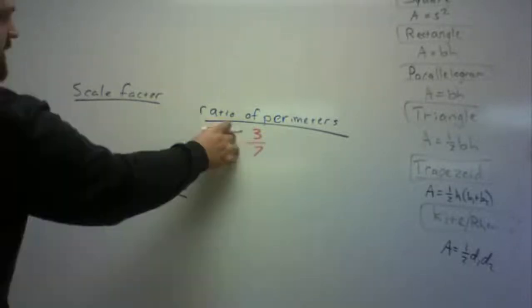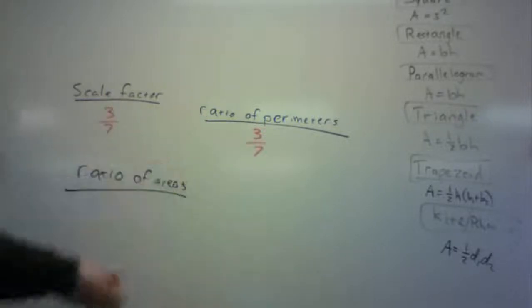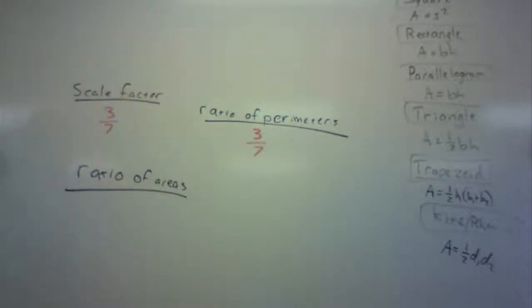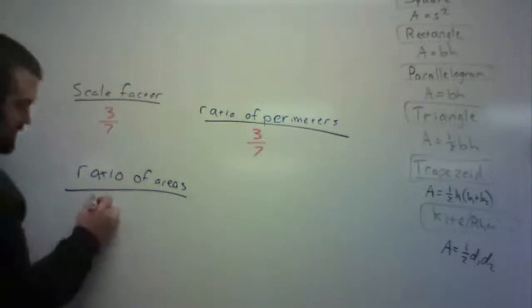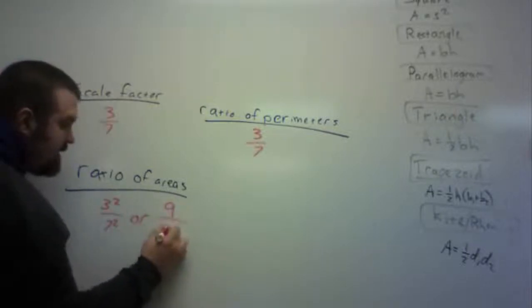Well, this is a length ratio. And we know that the scale factor and the length ratio, perimeters, has to be the same. But the ratio of areas is always the square of the scale factor, so it's 3 squared to 7 squared, or better known as 9 to 49.